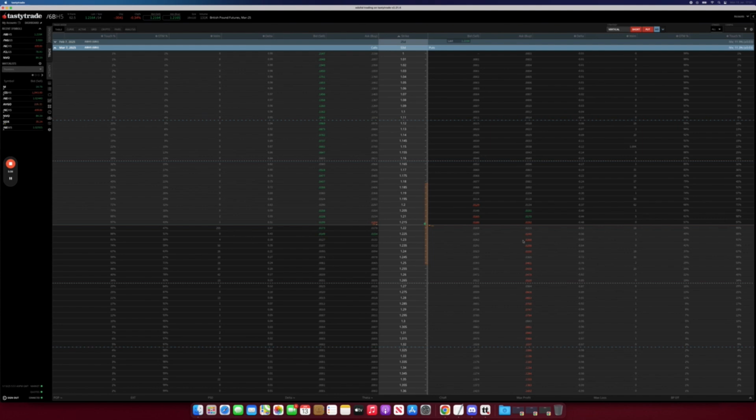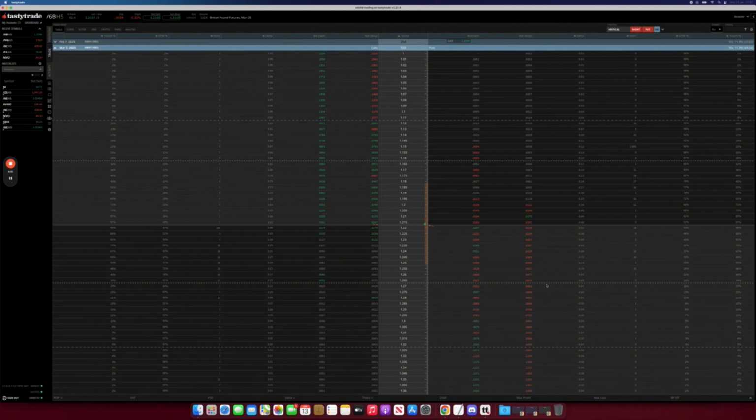This orange horizontal line shows us where the price of the British pound futures is with respect to the strikes, and of course the numbers here in the middle are our strikes, and this vertical orange bar shows us what the expected move is of the British pound futures over the next 53 days. These dotted blue lines show us our standard deviation levels. We have our bid and ask on either side for calls and puts. We have our delta as well on either side for calls and puts.